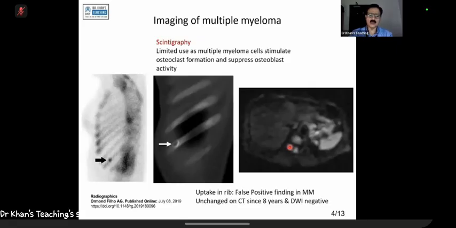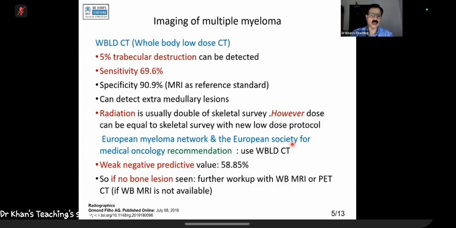So limited use, it is useless. Don't, in the exam, also don't ask. They will ask you a leading question. Will you do a bone scan?